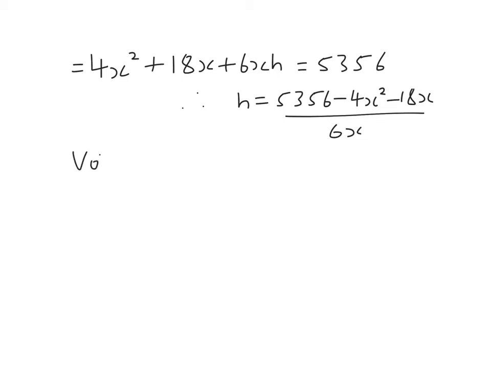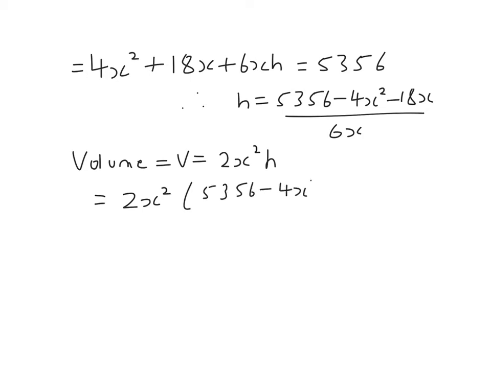Now the volume of the box, which is V, is the length, which was 2x, multiplied by the width, which was x, multiplied by the height, which is h. So this equals 2x squared times 5356 minus 4x squared minus 18x, all over 6x. So one of those x's cancels with that. 2 over 6 is the same as 1 over 3.